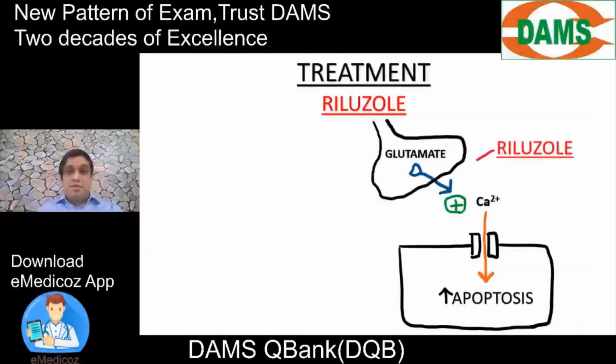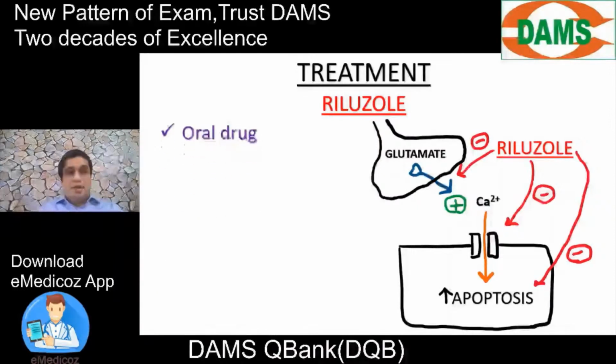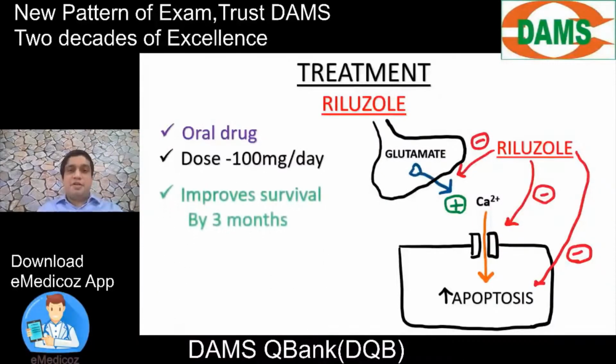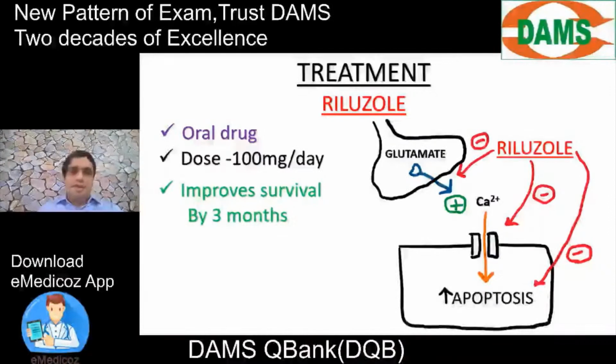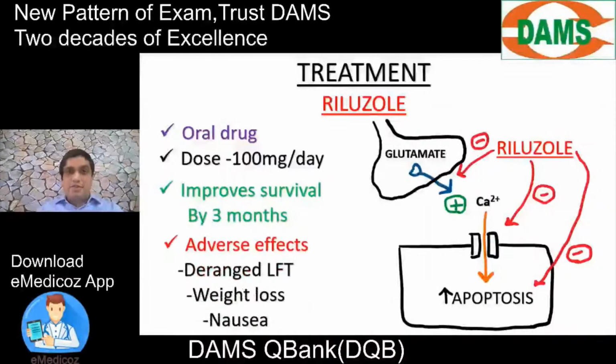Riluzole now comes into the picture. It inhibits the release of glutamate, inhibits the calcium influx, and inhibits apoptosis. Remember, riluzole is an oral drug. The dose is almost 100 mg per day, but it's not a magic bullet. It just improves survival by some 3 months.